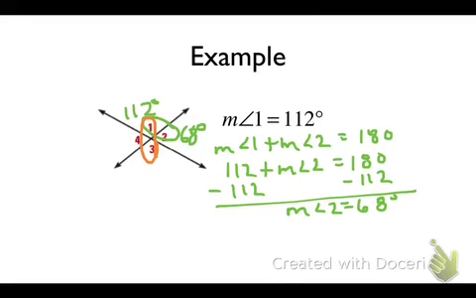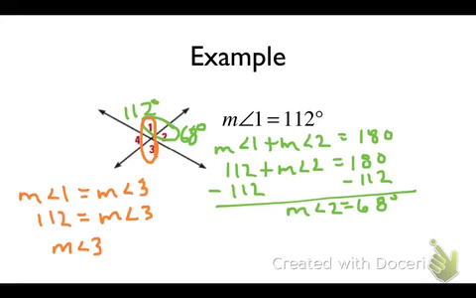Or another way we could do it was we could say that because we know that angles 1 and 3 are vertical angles, we could say that the measure of angle 1 must equal the measure of angle 3 because we know from the vertical angle theorem that those two angles have to be congruent, or their measures have to be equal. So we could take out angle 1 and put in 112. Then obviously, thanks to the symmetric property, we could flip that around and say the measure of angle 3 must be 112 degrees. So this must be 112 degrees.